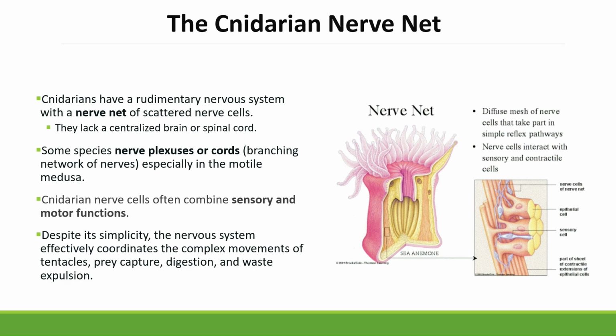Even with this very basic arrangement, the nerve net is remarkably effective. It coordinates essential behavior such as the contraction of tentacles during prey capture, the opening and closing of the mouth, digestion, and the rhythmic pulsing that allows a jellyfish to swim. This rudimentary nervous system represents the very first appearance of neurons in the animal kingdom and shows how even a scattered network of cells can produce coordinated responses.